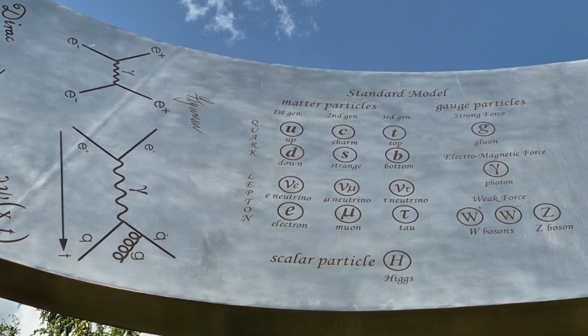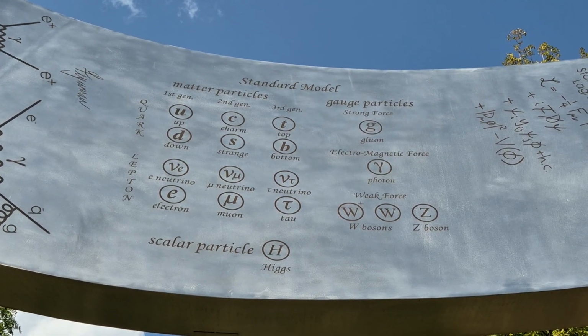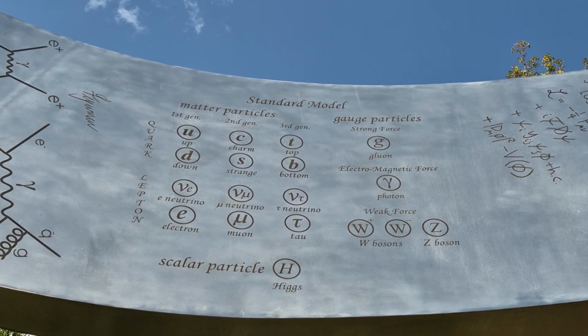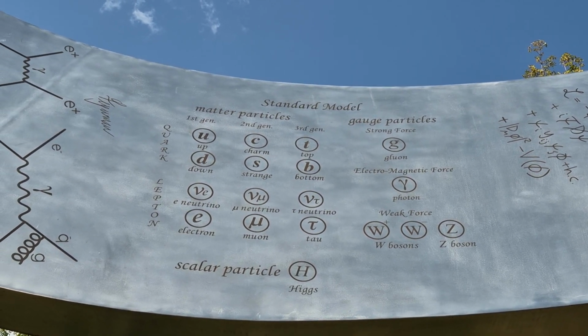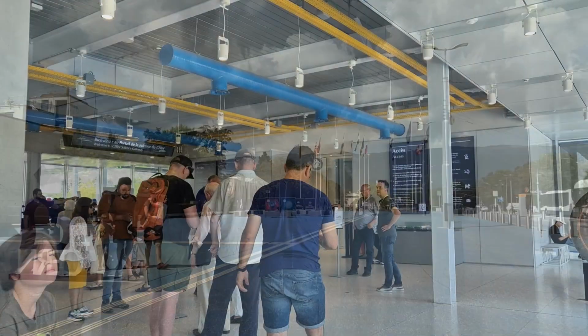And here you have the standard model. That's the equivalent of the periodic table, but the periodic table is for chemistry, atoms for chemistry. This one is for subatomic particles. We call it the standard model. The square of particles.